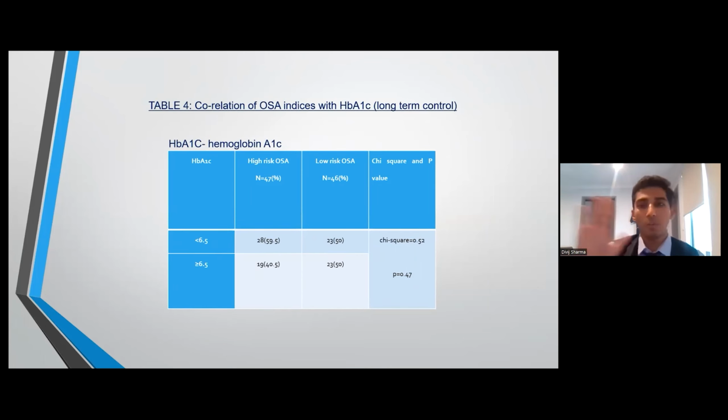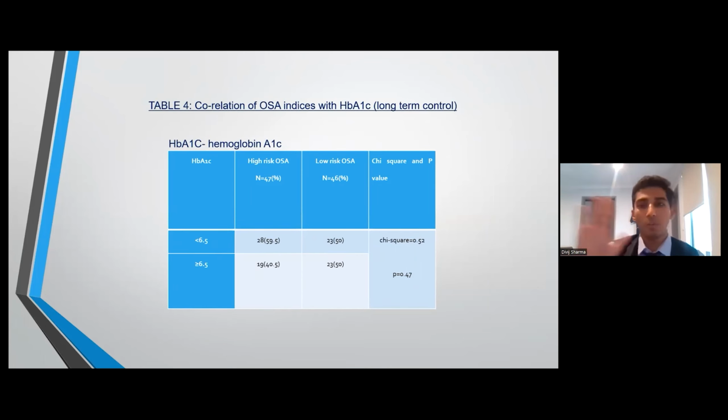Moving forward, this is as per the score. ESS is the Epworth Sleepiness Score. You can see that ESS score, neck circumference and waist circumference, as previously enumerated, were statistically associated with high risk of obstructive sleep apnea, with a p-value of less than 0.05. The diabetes duration was not associated, whether people were diagnosed 5, 10, or 15 years ago. That did not matter much in our study because it was not statistically associated with high risk of obstructive sleep apnea.